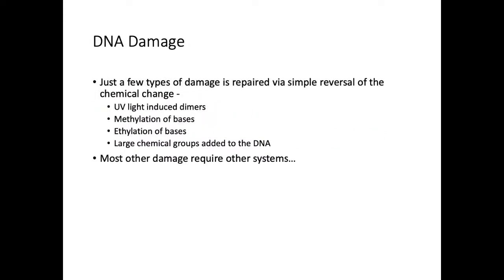Then beyond that, there are also some reversible chemical changes possible, like the chemical DNA damage done by UV light. UV light is able to produce dimers. Two thymines present on top of each other on the nucleotides could make a dimer. Then the nitrogenous bases could be methylated, where a methyl group or ethyl group is added, or very big groups are added to the nitrogen base. So most other damage requires other systems then.